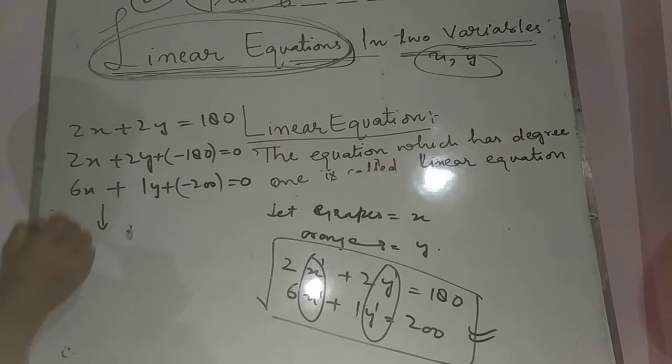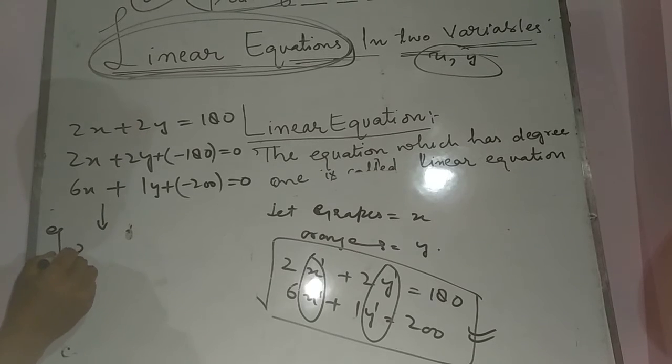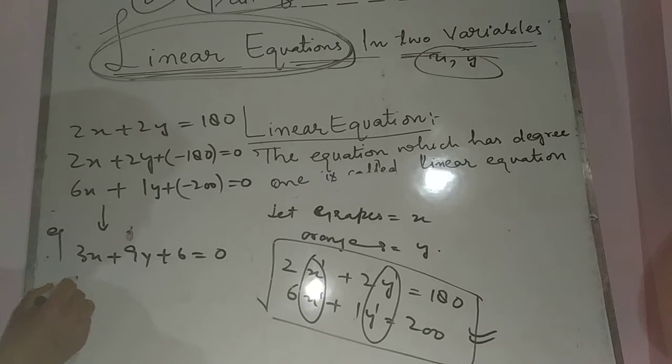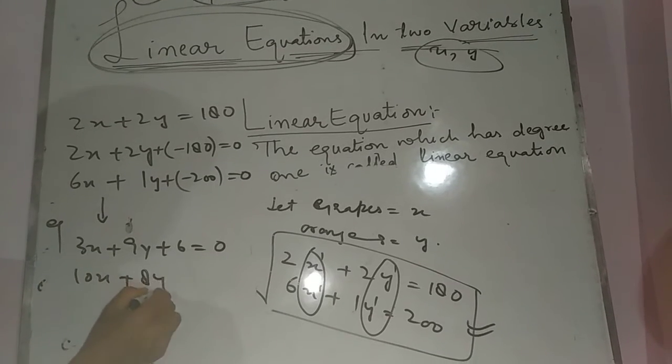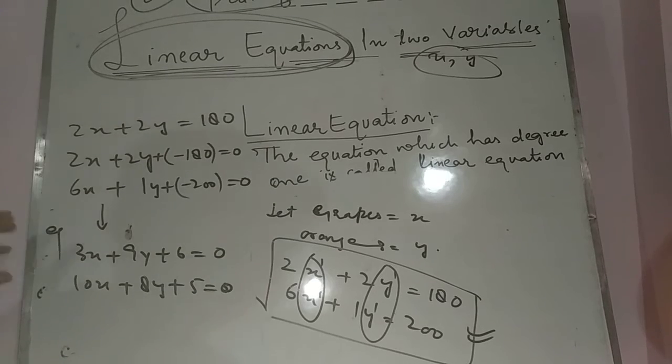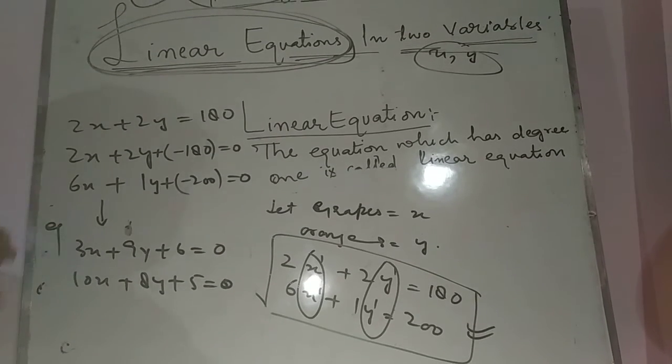Therefore, in a nutshell, you can have many more examples. That is 3x plus 9y plus 6 is equal to 0, and 10x plus 8y plus 5 is equal to 0. Whatever you choose, these two are a pair of linear equations in two variables.